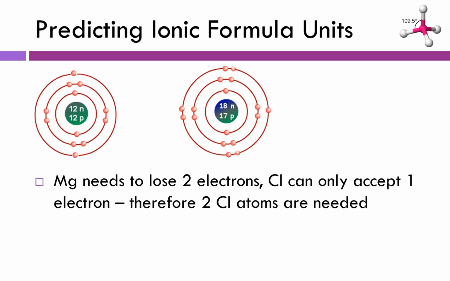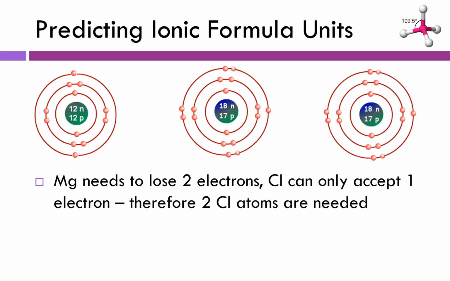So we know that magnesium needs to lose 2 electrons, but chlorine can only accept 1 electron. Therefore, hopefully you're recognizing that we need a second chlorine atom. If we try to give both of magnesium's electrons over to chlorine, it really just can't handle it, and that reaction won't occur. So let's put another chlorine atom out there.